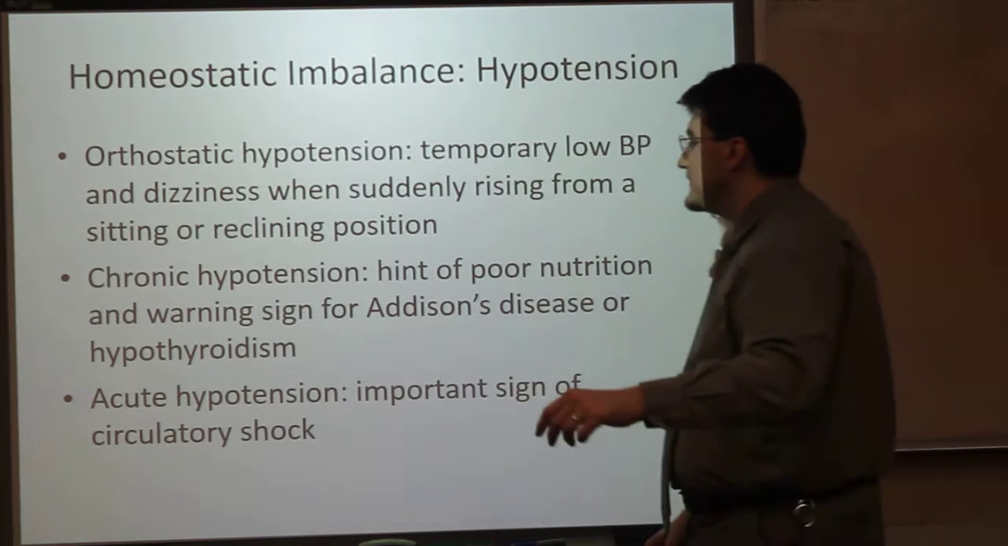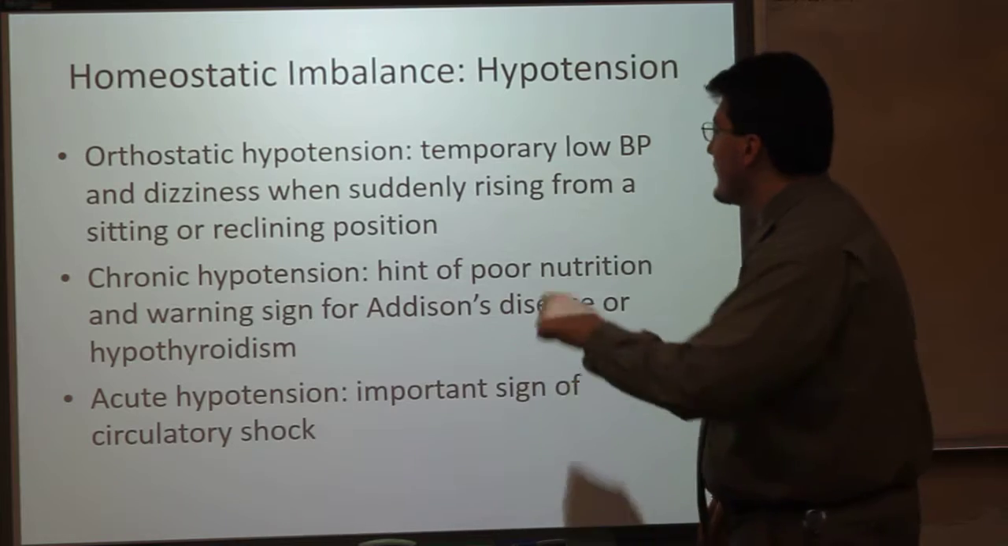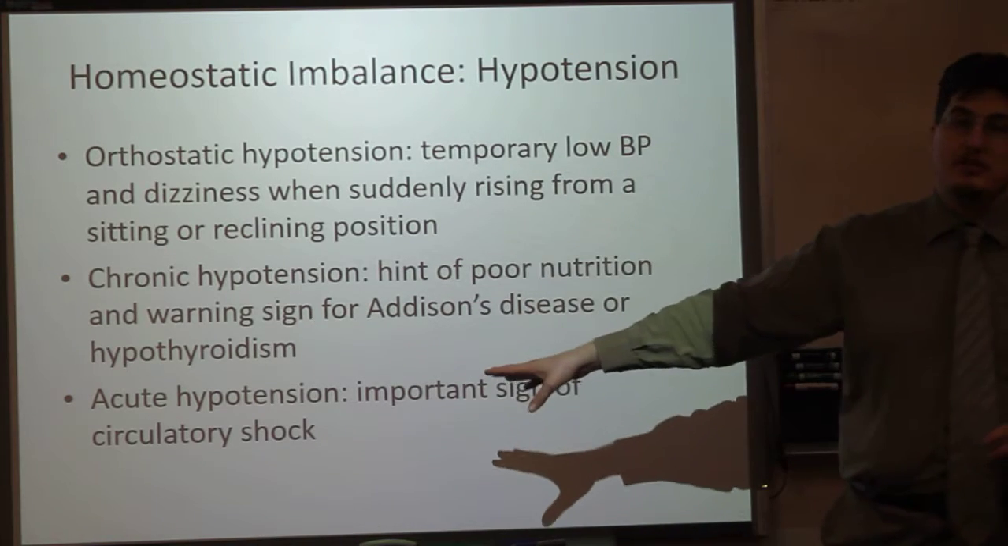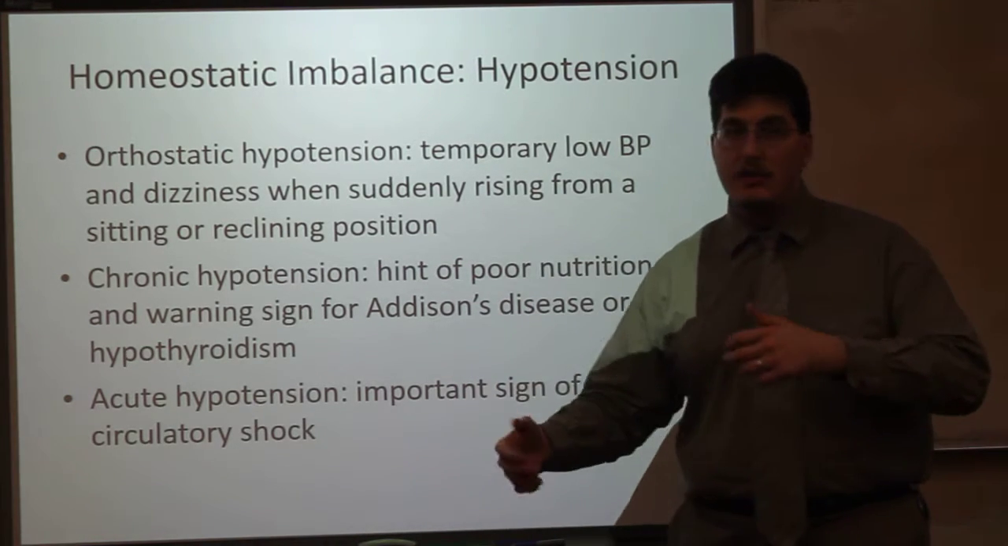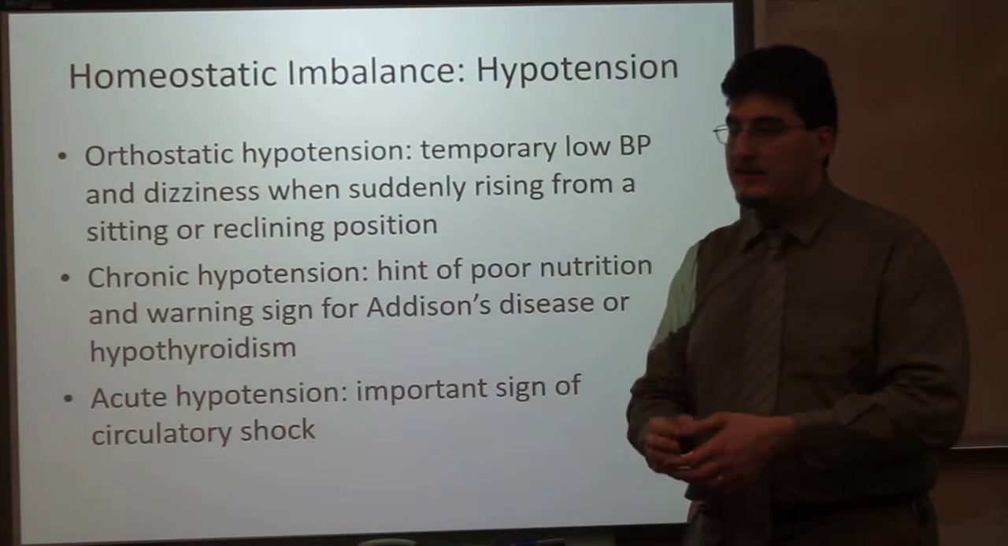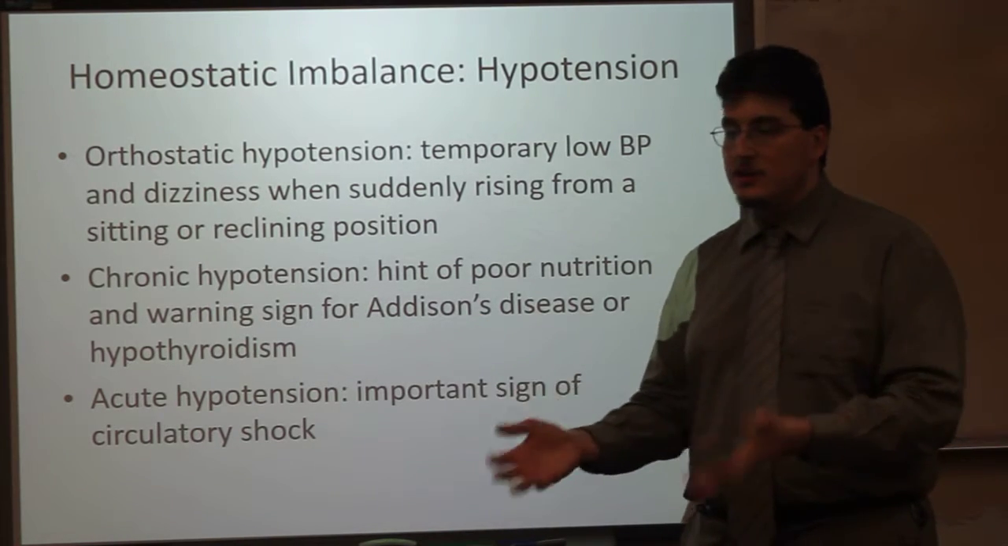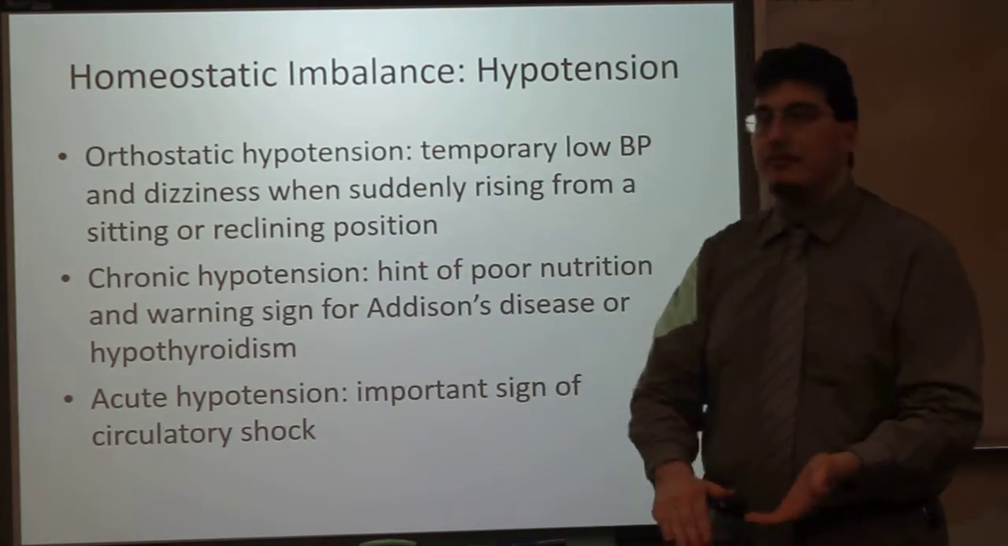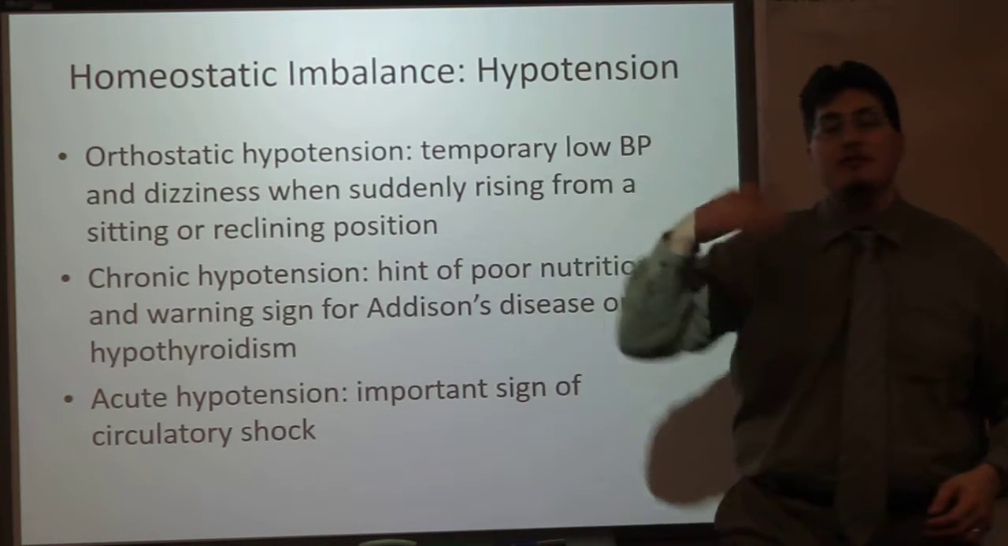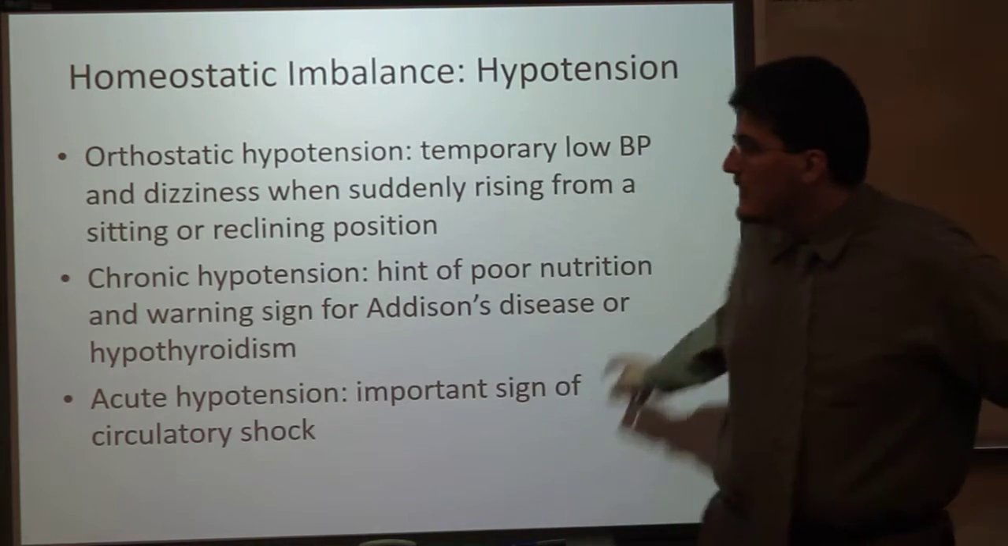Okay. All right. Now, acute hypotension, meaning hypotension that comes on really suddenly, as in, all of a sudden your blood pressure just drops. That is an important sign for circulatory shock.